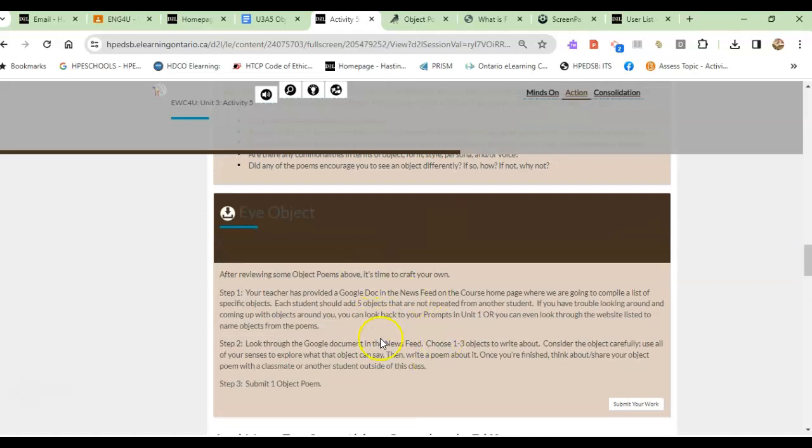So this is the focus right here. You're only writing one poem about an object and handing that in.